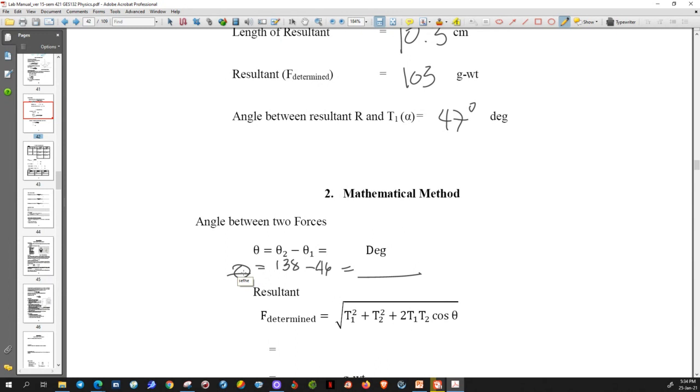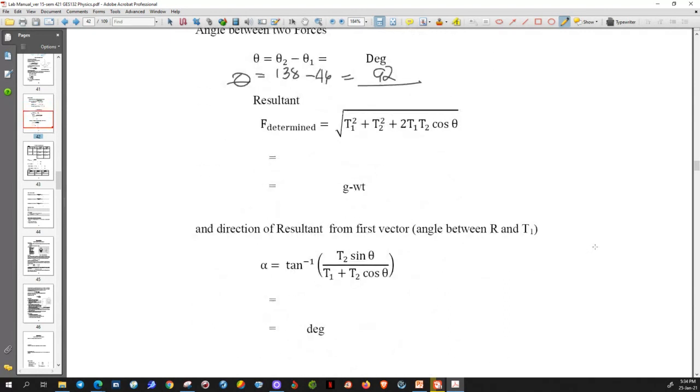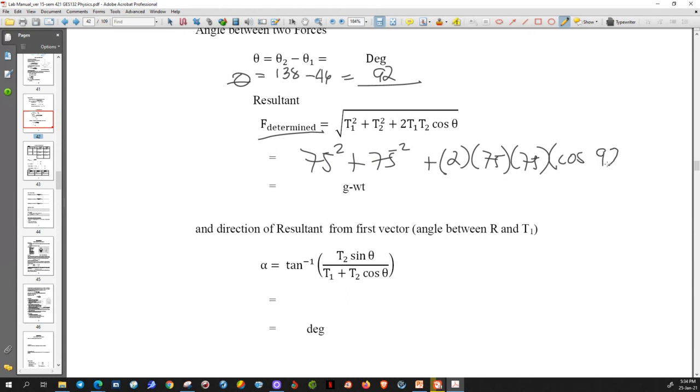How much is theta? 92, Mr. Sim. Okay, if you say so, we will use this value, okay? 92. You said 92. I'll trust you. Next, let's substitute the value for f determined. T1 squared, that means 75 squared, okay? Quantity, or we can remove quantity. Plus 75 squared, that's T2. Plus quantity 2 multiply 75 cosine of 92. This angle is the cosine, okay?